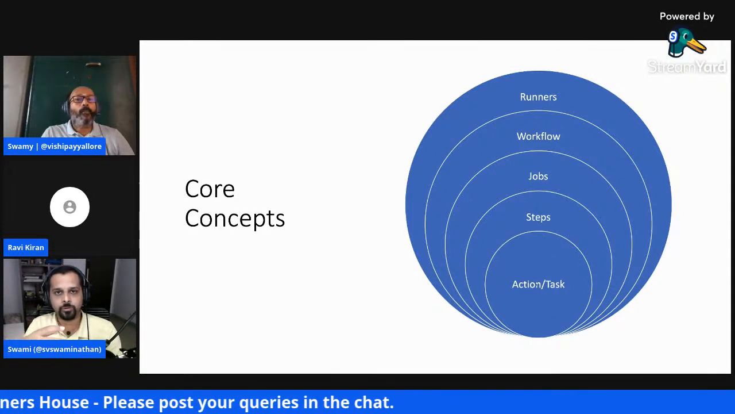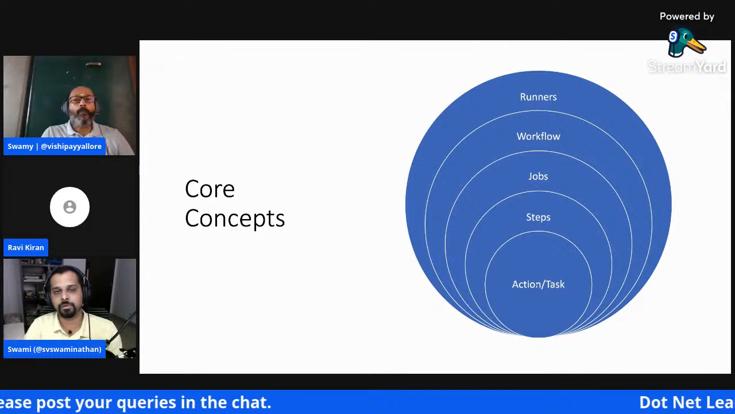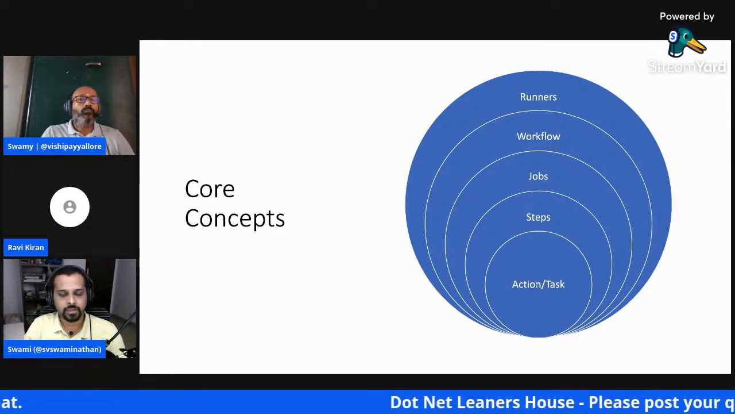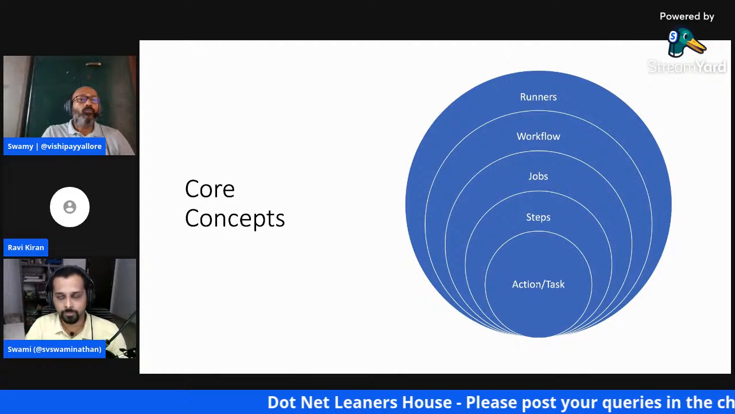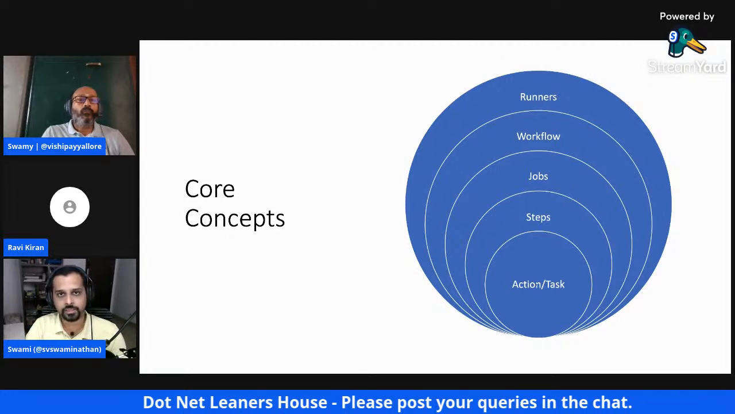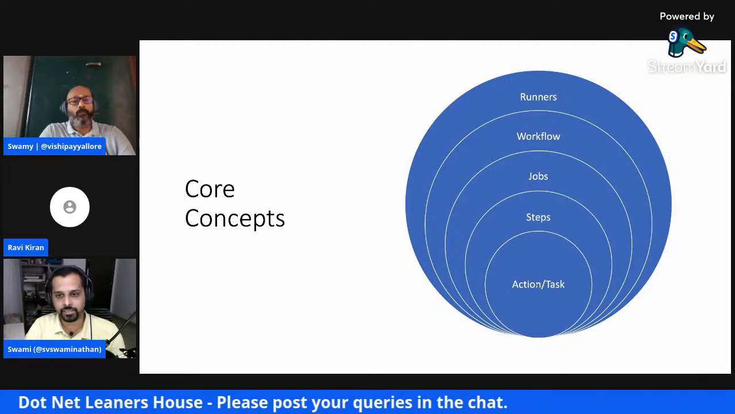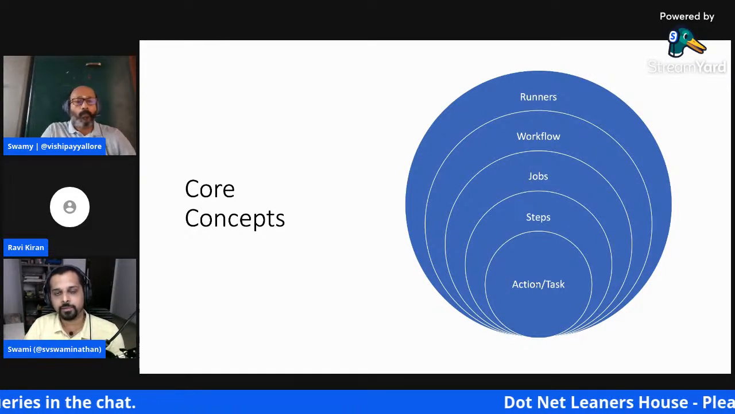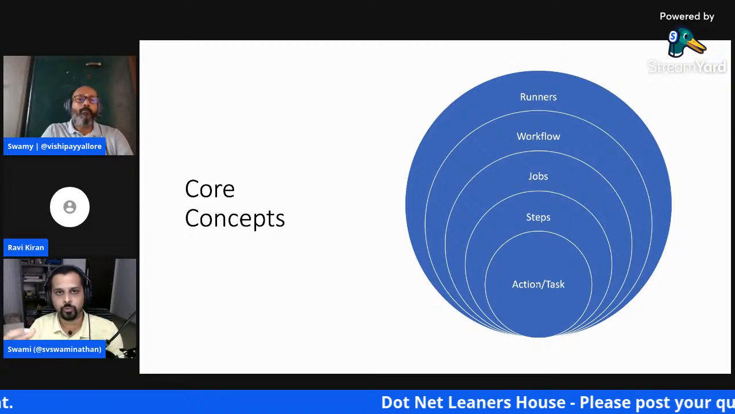So let's say you want to build a .NET application, for example, right? Typically we run all of these things. First thing is, you will check it out, and then you will build your project, and then you'll run your unit tests, and then maybe you'll publish it into a NuGet package, right? All this becomes a single job. Now you can also have multiple jobs created, and all of these multiple jobs would form your workflow, right?